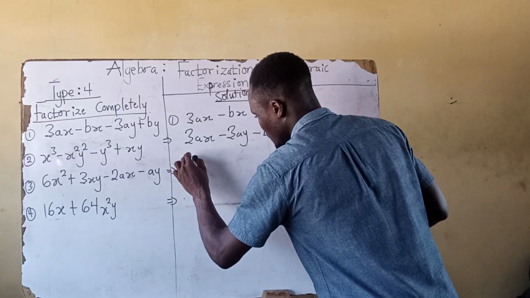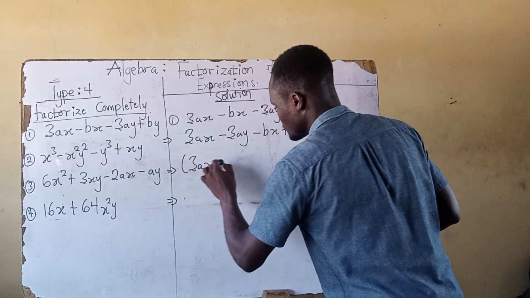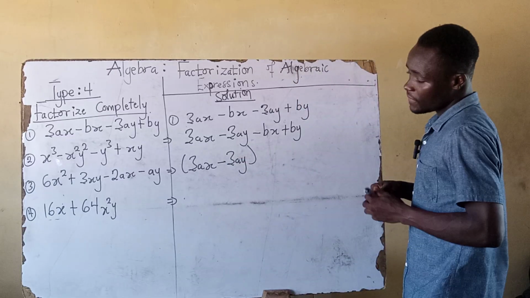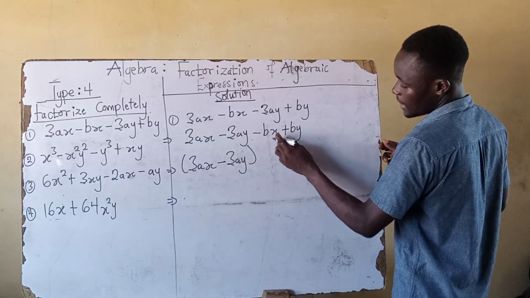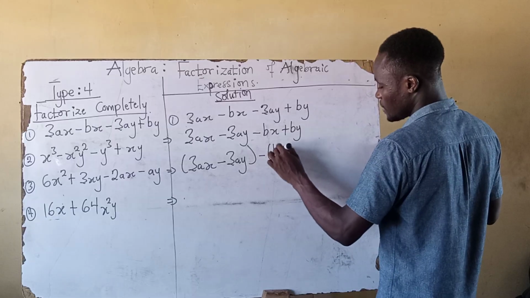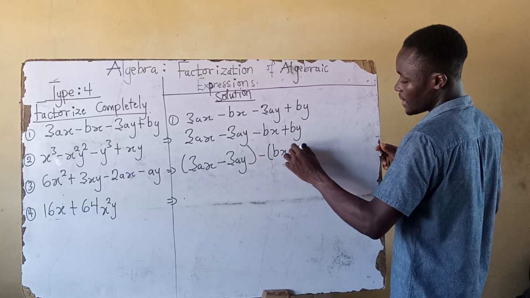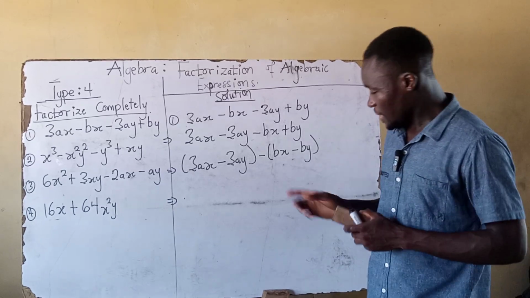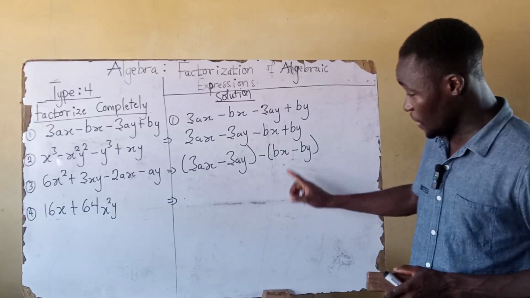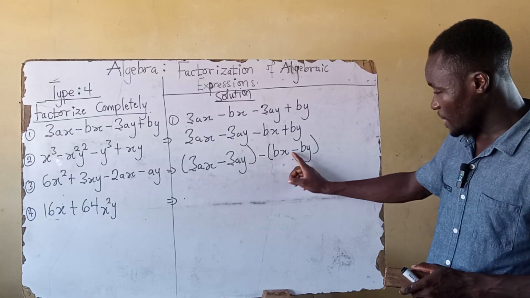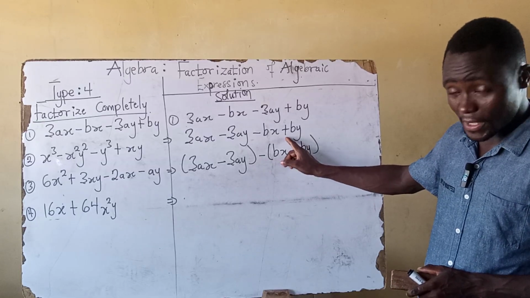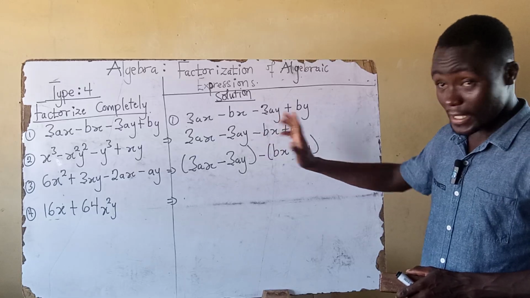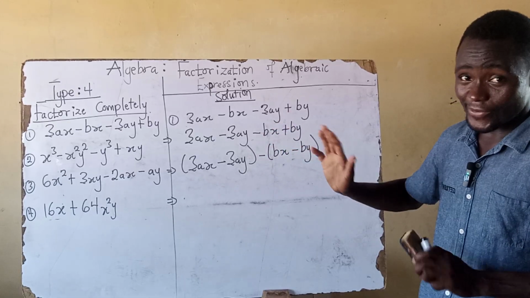So I can now pick this 3ax minus my 3ay. I'll group it as one. Then I'll come to this side also. So minus bracket open bx minus by. I believe you understand what is happening here. Because if I use negative to multiply negative, I'm going to get what? Positive. If I use negative to multiply the positive here, I'll get what? Negative. I believe you are aware of that and you are not confused.